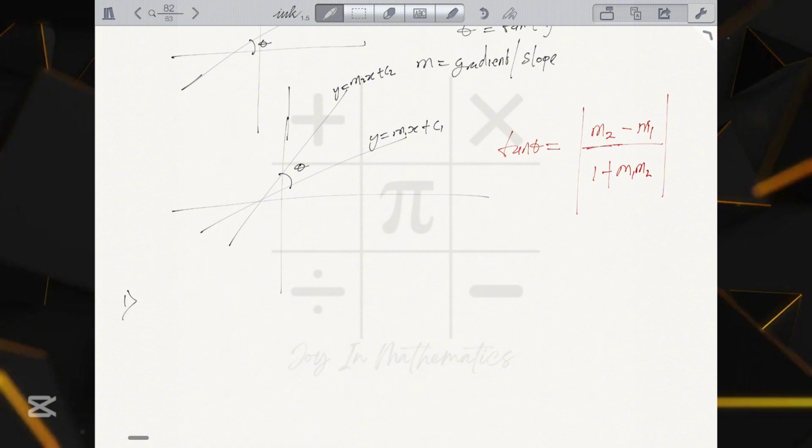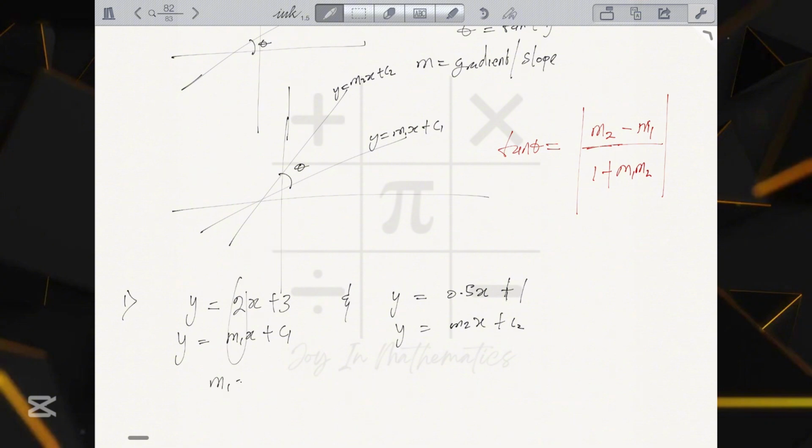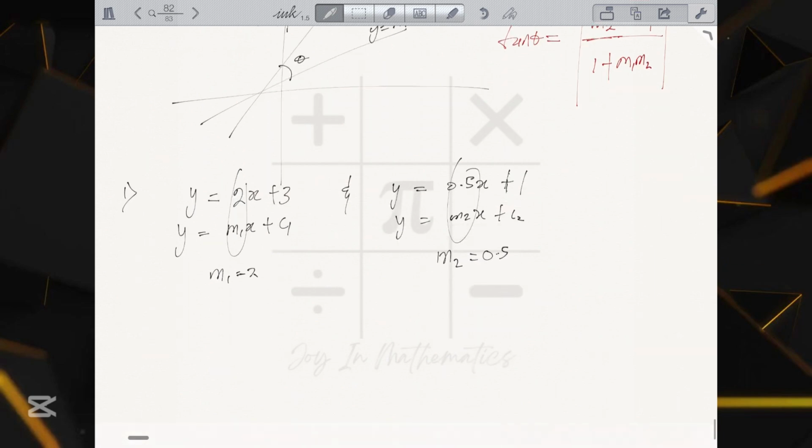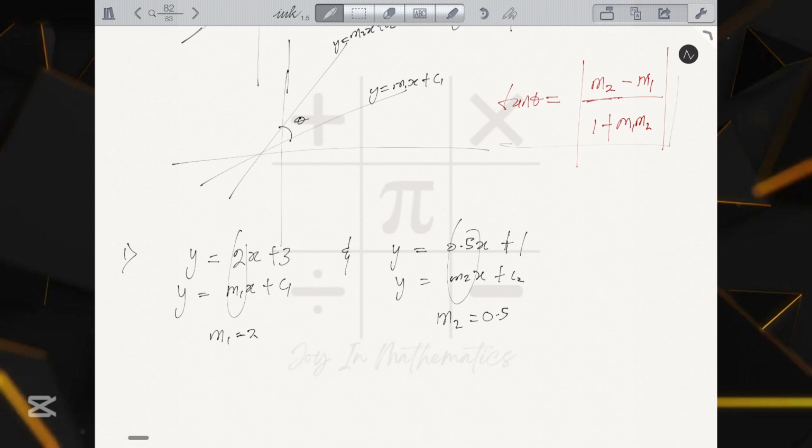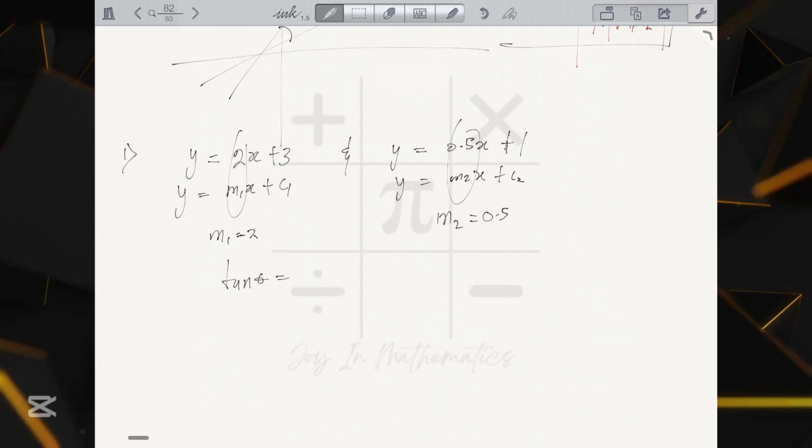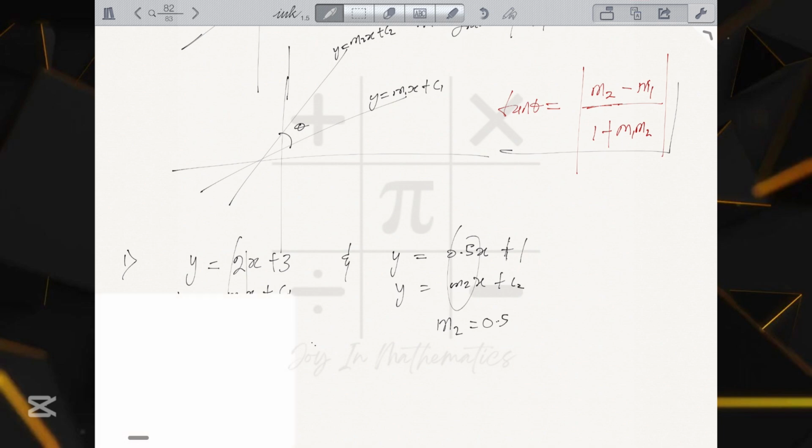So let's take an example. We are asked to find the angle between the lines y equals 2x plus 3 and y equals 0.5x plus 1. All we have to do is compare with y equals m1x plus c1 and y equals m2x plus c2. In this case, m1 equals 2 and m2 equals 0.5. Now we apply our formula: tan theta equals the modulus of m2 minus m1 divided by 1 plus m1 m2.